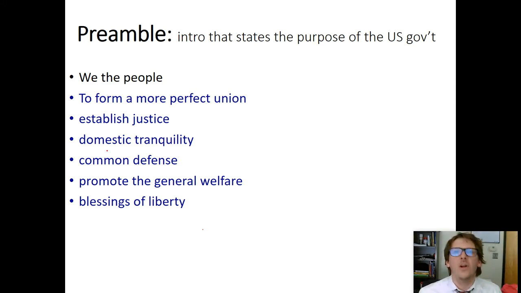The government wakes up in the morning, puts its shoes on, and says, I got to form a more perfect union, establish justice, domestic tranquility, common defense, and promote the general welfare and the blessings of liberty. And it goes to work, and it does that. It's what the president does. It's what our Congress does. It's what our Senate does.